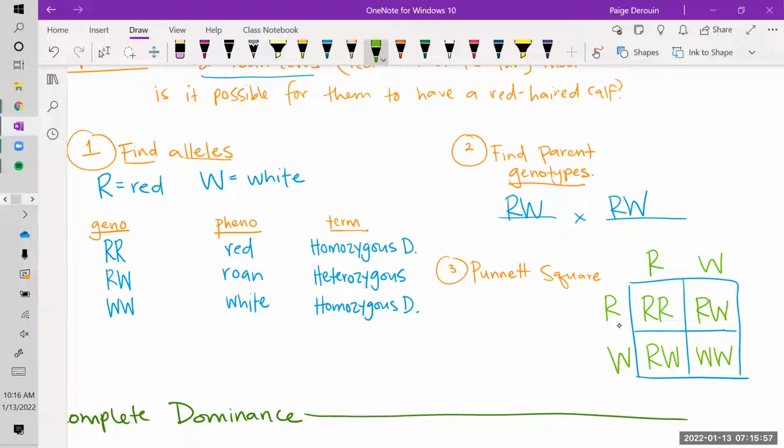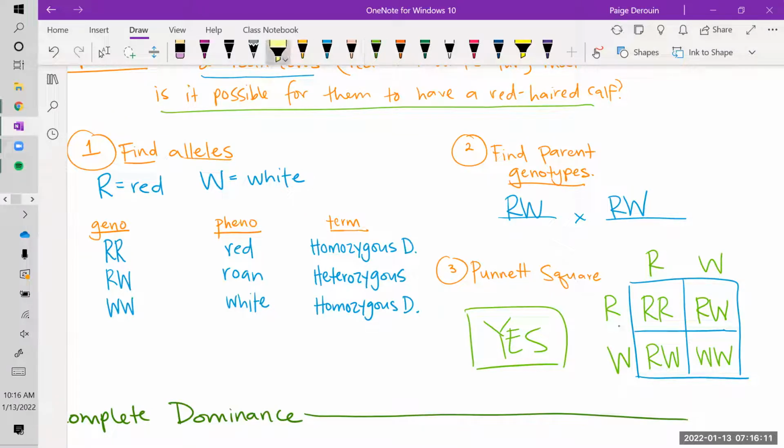Okay, and then our question, which is what the whole point was, is it possible for them to have a red-haired calf? Yes. And that would be all you'd have to write for this question because it didn't even ask you about a percent. If it did ask you about a percent, it would be 25% chance because only this one is red. Huzzah.